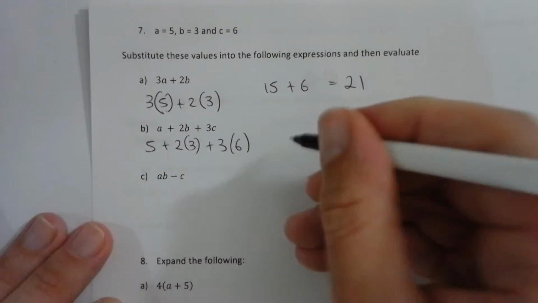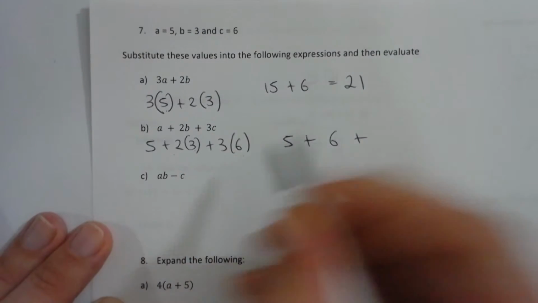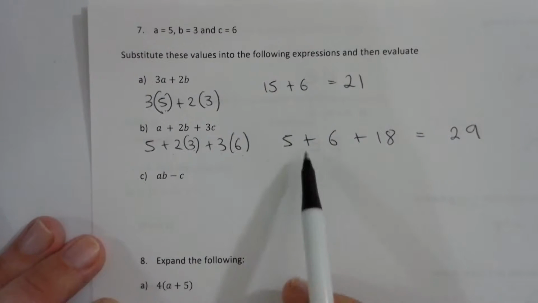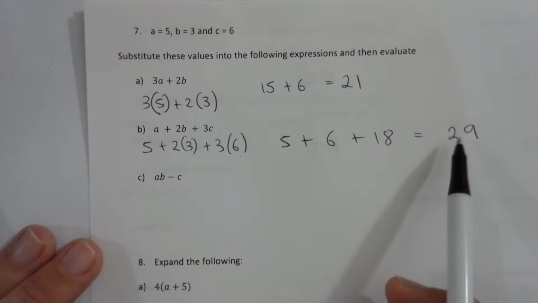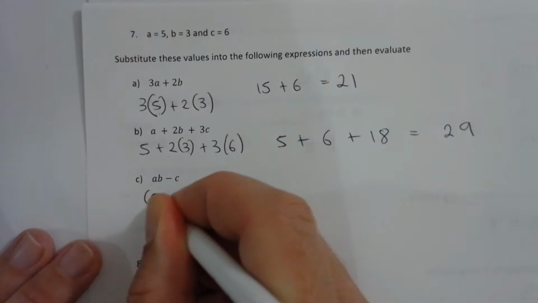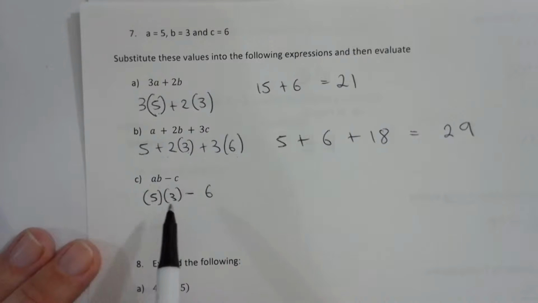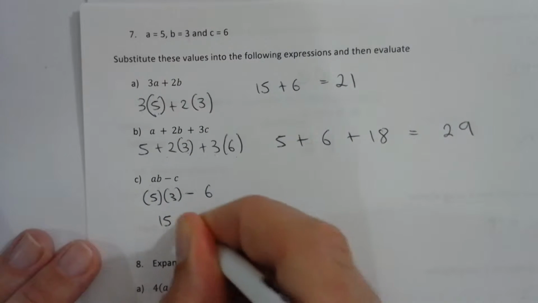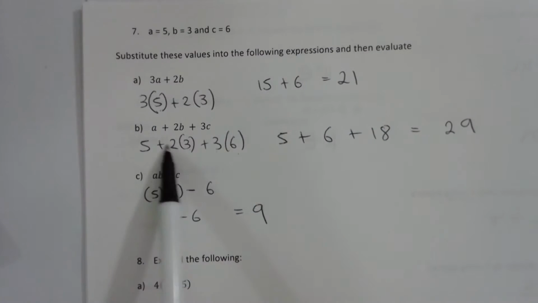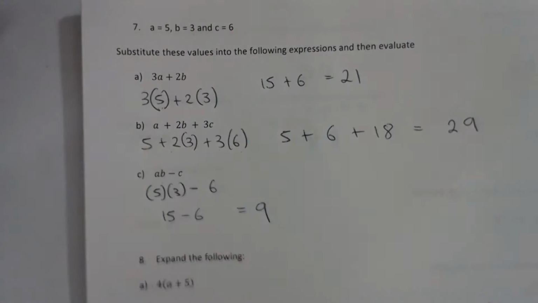So 3 times 5 is 15, and 2 times 3 is 6, so 15 plus 6 is 21. For b, that becomes 5, plus 2 times 3 is 6, 3 times 6 is 18, which means we get 29 when you add it together. 5 plus 6 is 11, plus 18 is 29. Now this means a multiplied by b, and then we subtract c, which was 6. 5 times 3 is 15, so 15 take away 6 gives us 9. So there we substituted, and here we evaluated to get our final answer.